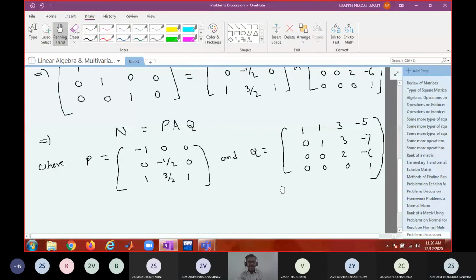What kind of matrix is it? Upper and lower triangular matrix. This is upper triangular or lower triangular? Lower triangular. This is lower triangular, Q is upper triangular. Can you see that? All the elements above the principal diagonal are 0, therefore lower triangular. All the elements below the principal diagonal are 0, therefore upper triangular.